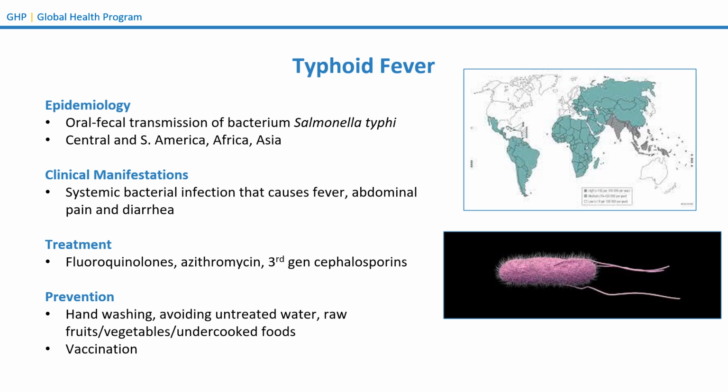We're going to focus a little bit on typhoid fever. With regard to epidemiology, this bacteria is transmitted through the oral fecal route. It's found in many parts of the world, including Central and South America, as well as parts of Africa and Asia. With regard to clinical manifestations, it can cause fever, abdominal pain, and diarrhea. Treatment is effective with fluoroquinolones, azithromycin, or third-generation cephalosporins. And in terms of prevention, hand washing, avoiding untreated water, raw fruit, vegetables, or undercooked foods is important, as is vaccination, which we'll talk about a little bit later in the presentation.